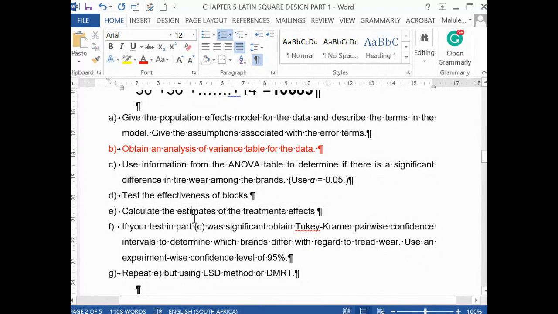Calculation of the treatment effects, maybe this one you can get because you just need the means to find that. Pairwise comparison or confidence intervals, you need what? You need the MSE to be correct. So if B is wrong, it's going to affect you seriously. So please try to, yeah, it's fine.